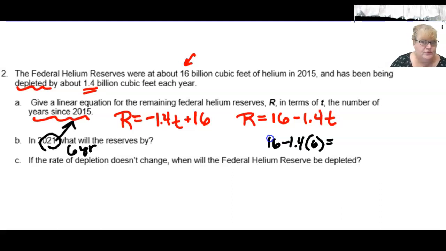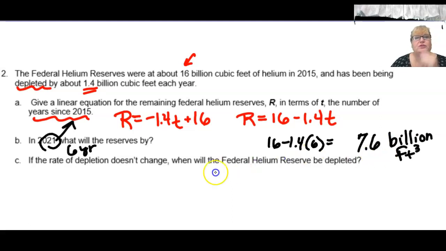And the reserves are 7.6, and that was billions of cubic feet, so we should label that. All right, C says if the rate of depletion doesn't change, when will the Federal Reserve be depleted? So do we want to put in 0 for what? Well, we want the 0 to go in for the reserves.